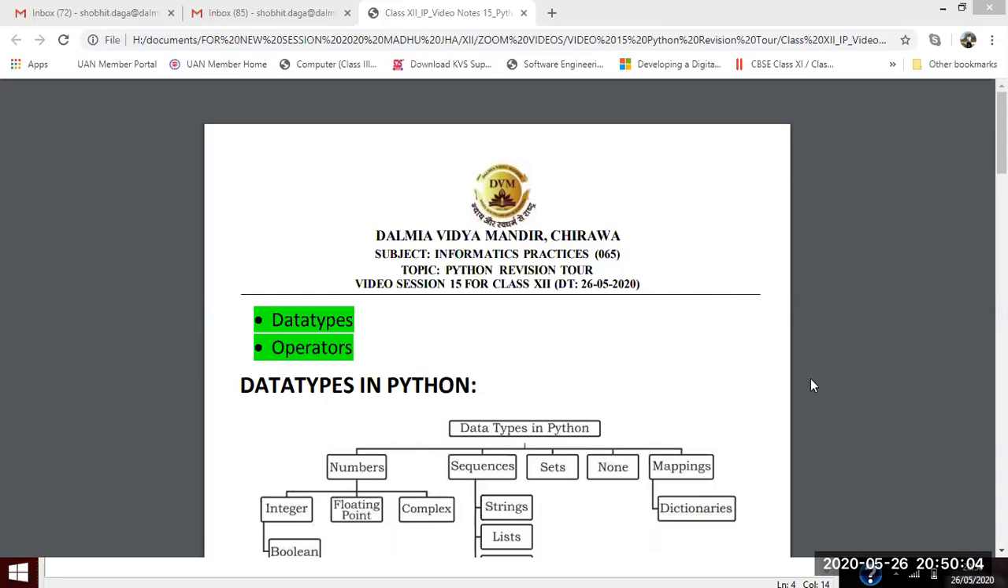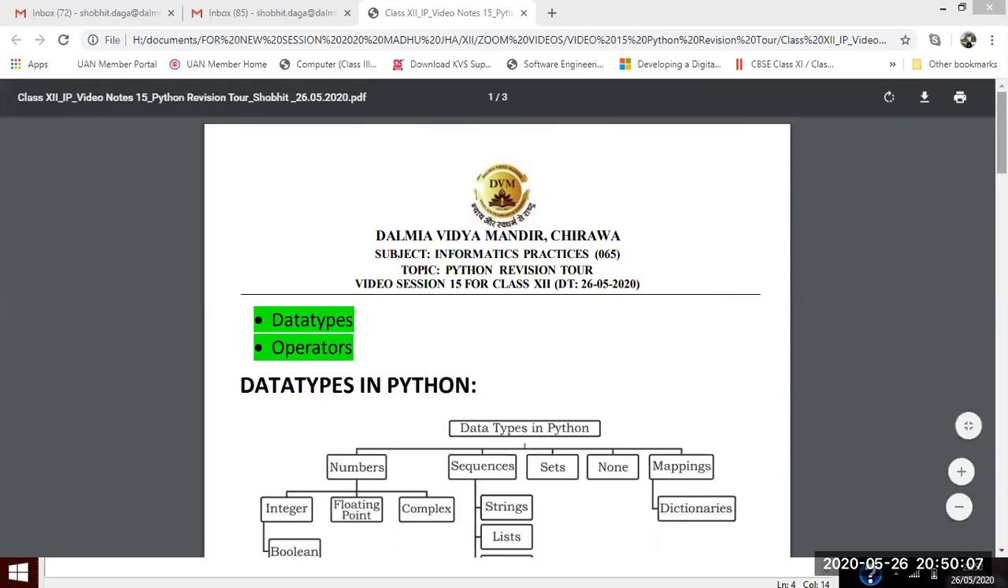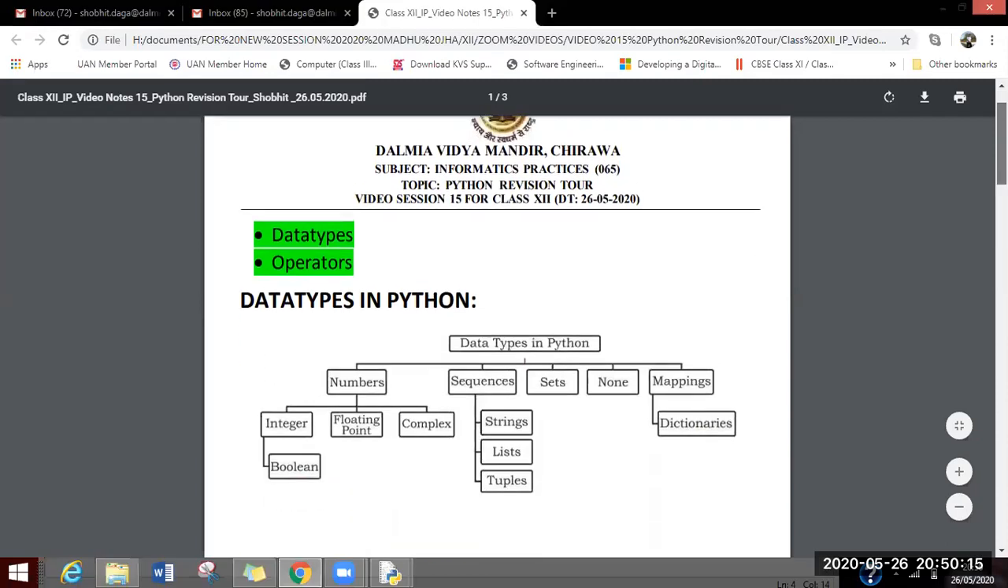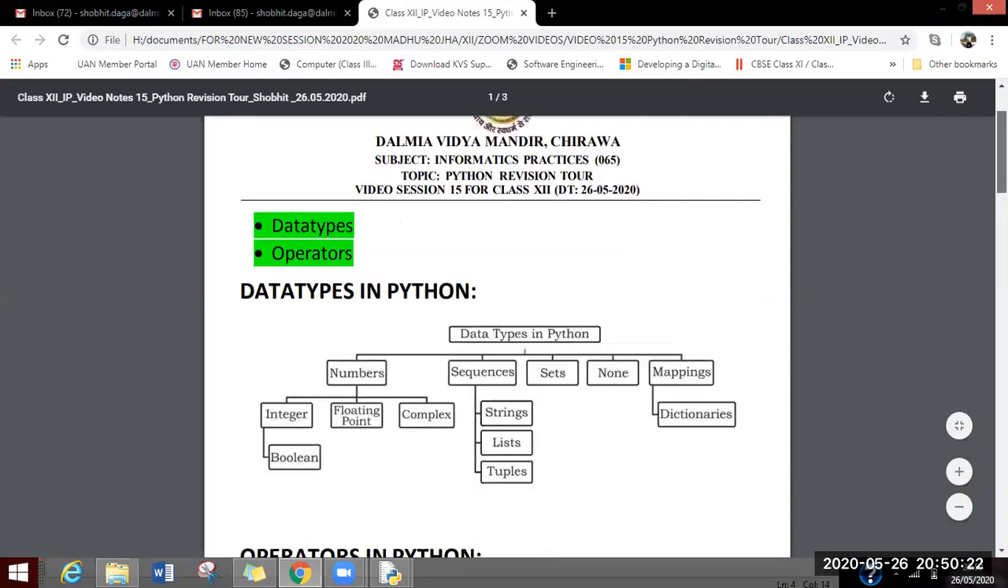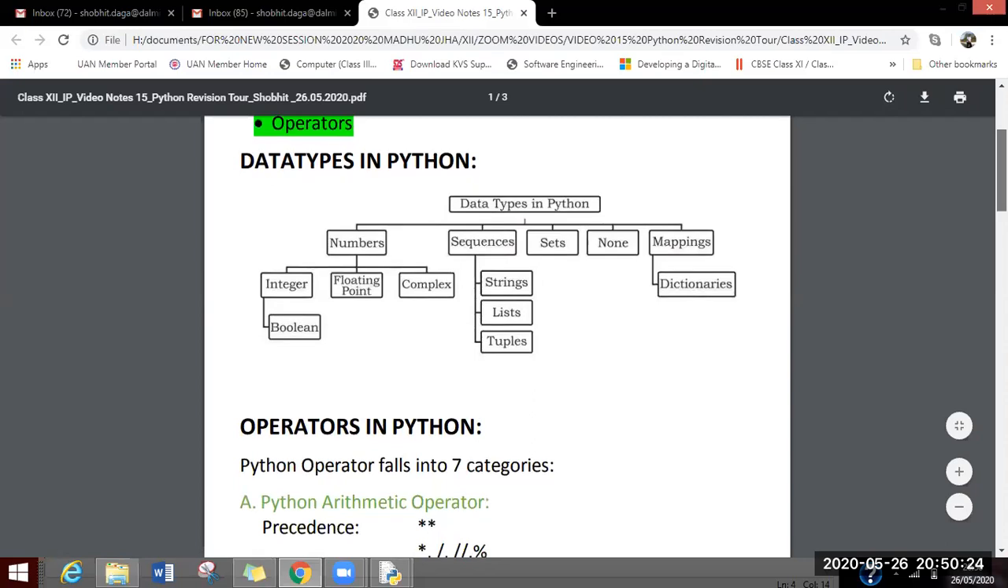Okay, so let us start with today's class. I hope you have installed Python, as well as the necessary modules such as NumPy and Pandas, using the pip command. In today's class, the first topic that we are going to cover is data types.